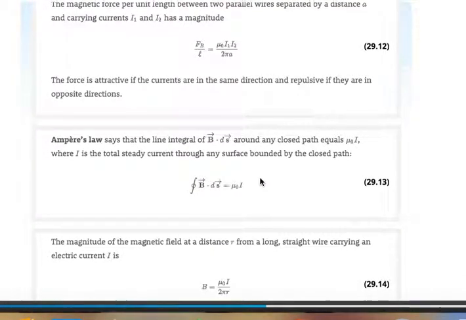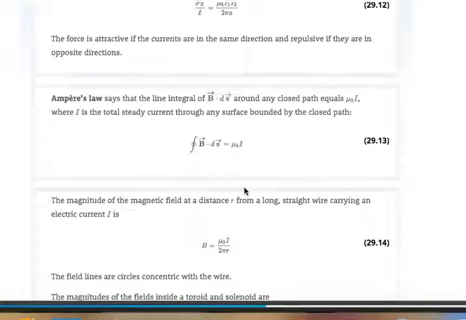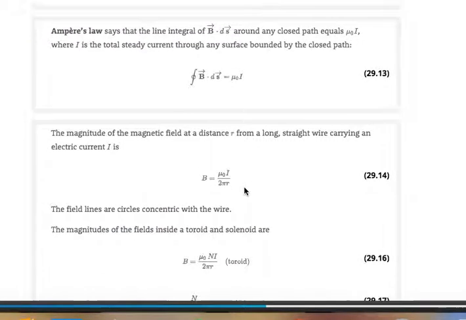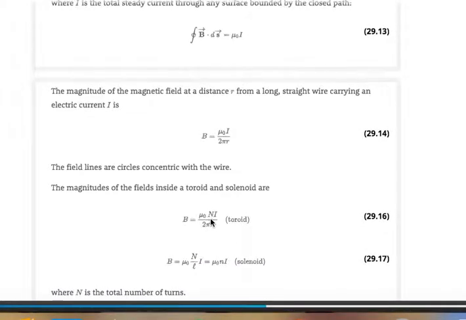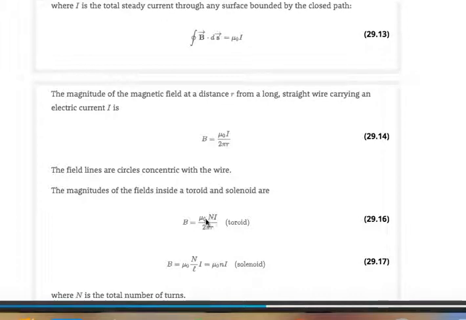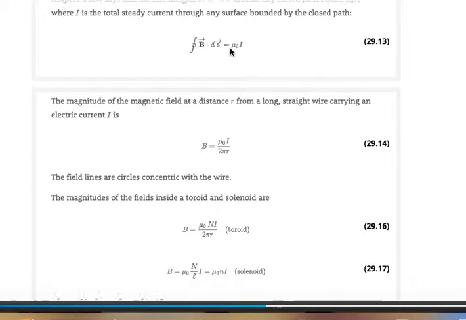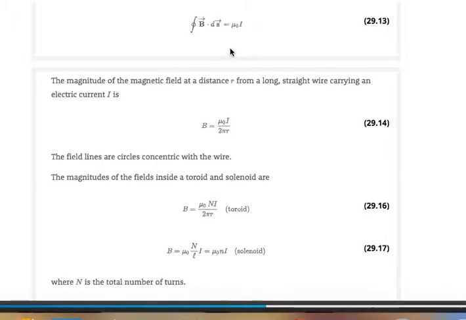And then Ampere's law says that the total magnetic field around any path, not enclosed surface, but any enclosed path, is equal to mu naught times the current in that path. And so this is for a current carrying wire, the same thing for a toroid, and that's for a solenoid. Those are all applications of that same formula right there. So if you can get the Biot-Savart law, Ampere's law, then you could determine these.